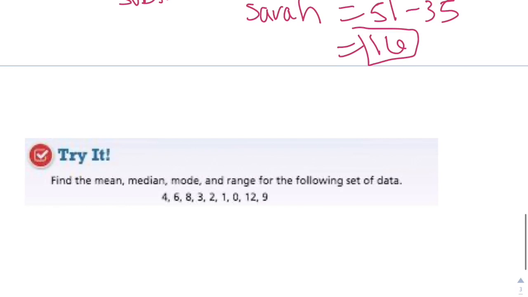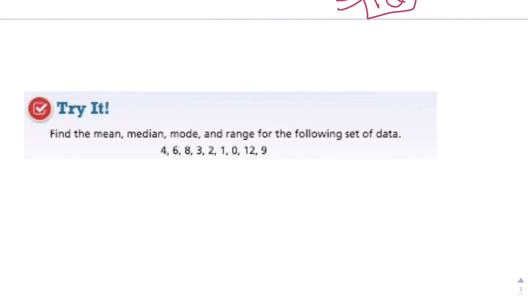All right, last one for today. I want you guys to find all 4 measures, mean, median, mode, and range for the following data set. All right, so for our mean, all we want to do is add all of these up. Oh, you guys, I'm struggling today. I'm going to add these up on my calculator really quick. So 4 plus 6 plus 8 plus 3 plus 2 plus 1, 0 plus 12, and plus 9. So you should get 45.